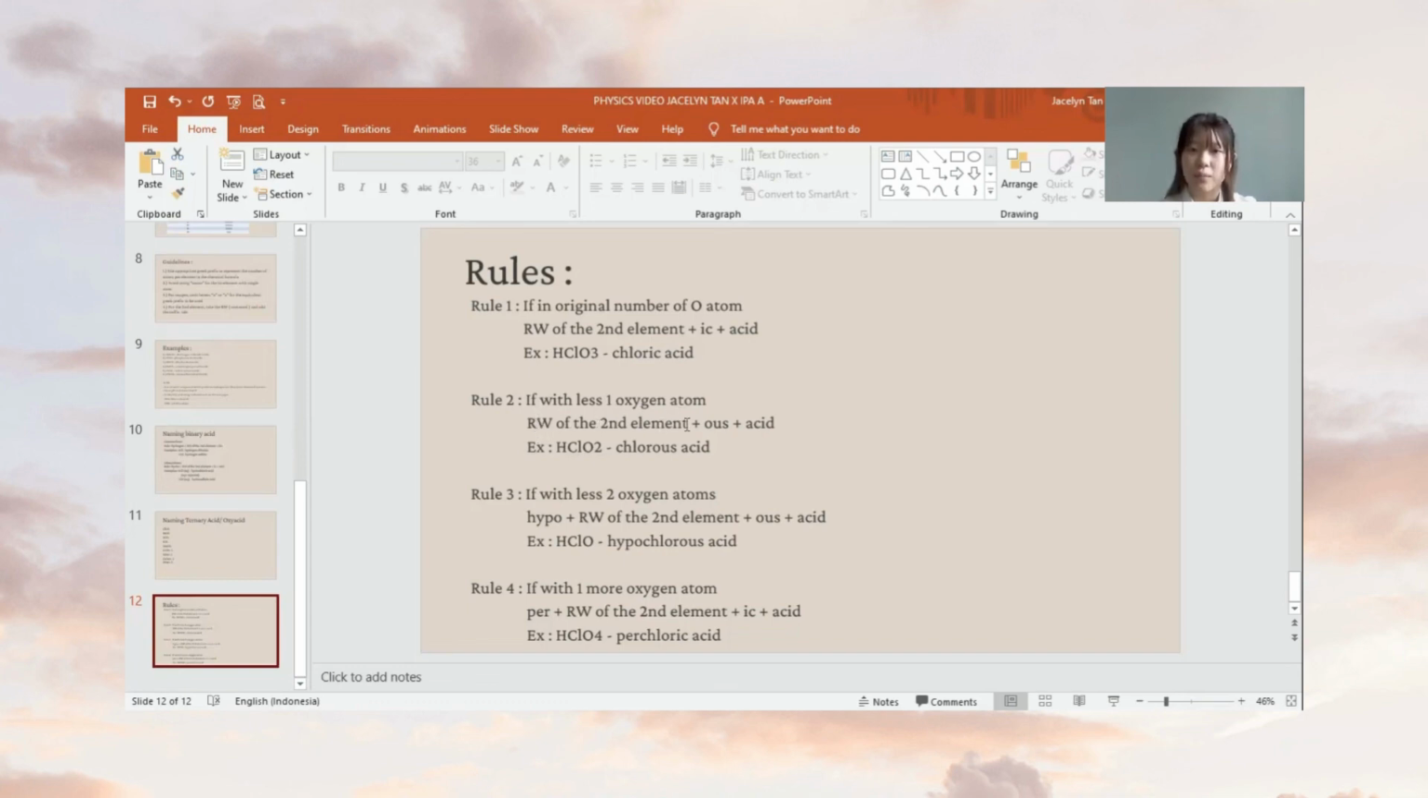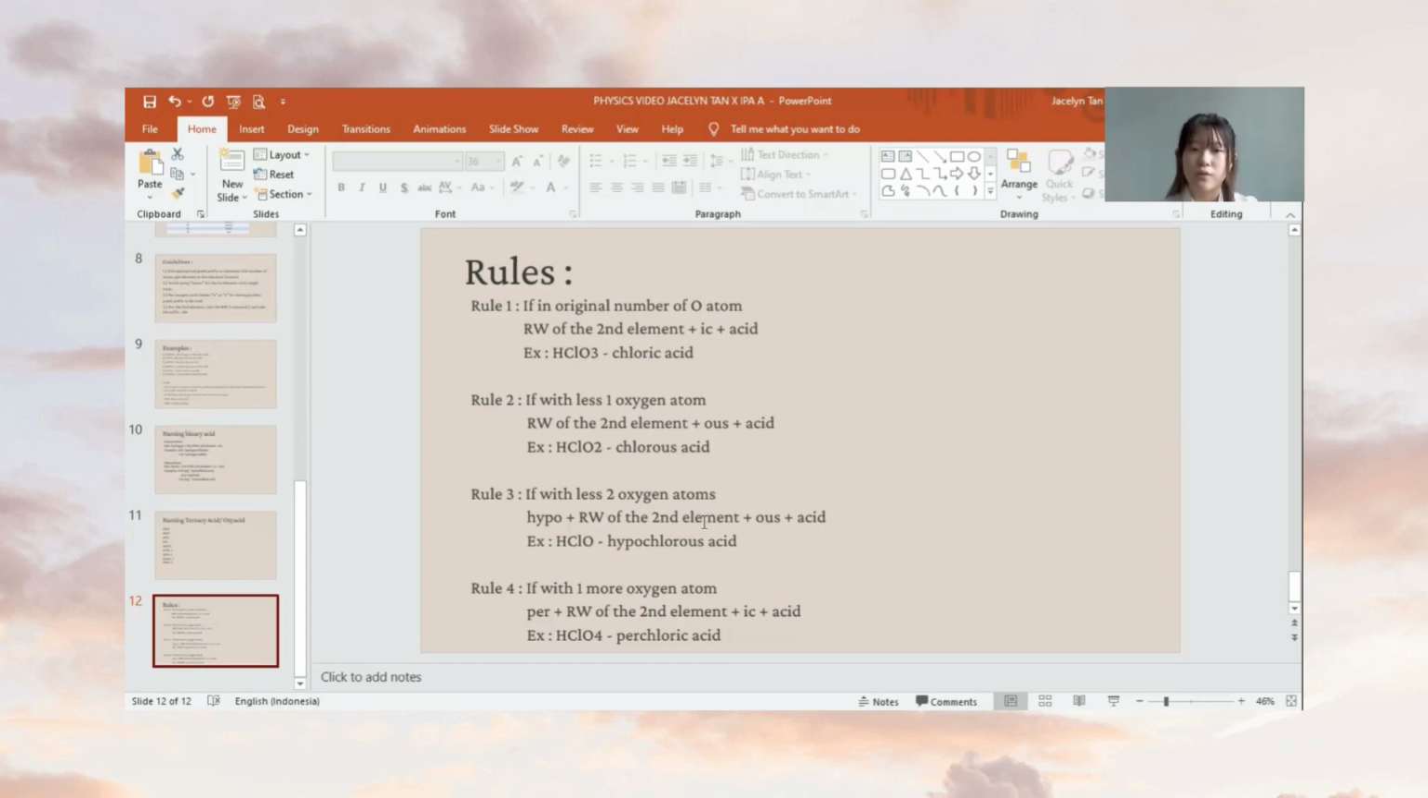So rule number 2, if with less one oxygen atom, we use the rule root word of the second element plus OUS plus acid. The original number of oxygen atom is 3. So now we have 2. So it is less one oxygen atom. So we use the rule root word of the second element Cl, which is chlor plus OUS plus acid, which becomes chlorous acid.